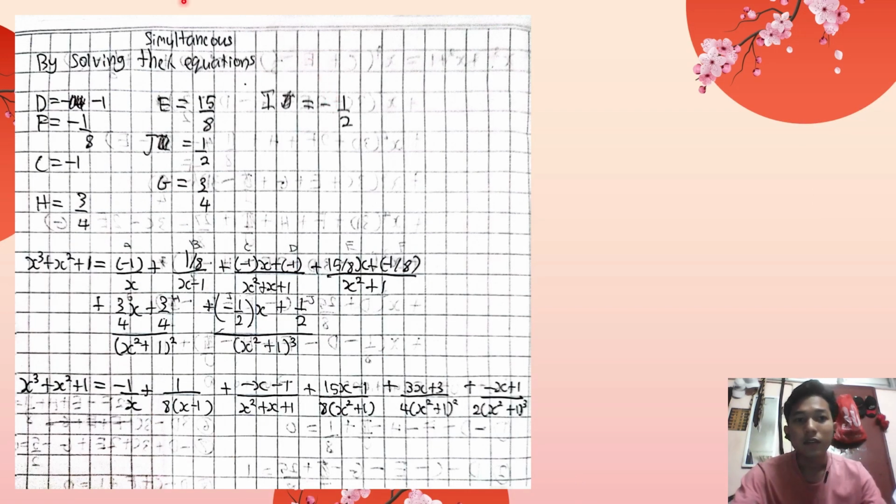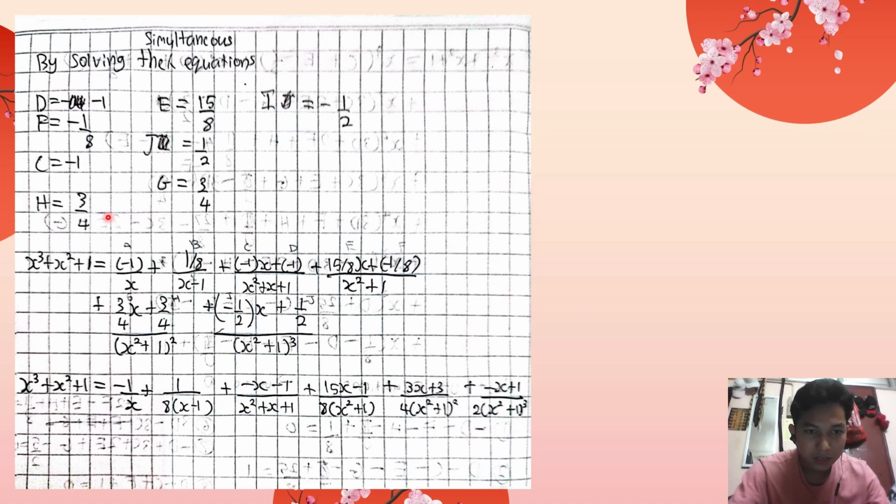After we have solved all the previous simultaneous equations, we can now collect all our unknowns. We have D equal to negative 1, F equal to negative 1 over 8, C equal to negative 1, H equal to negative 2 over 4, E equal to 15 over 8, J equal to 1 over 2, G equal to 3 over 4, I equal to 1, negative 1 over 2.